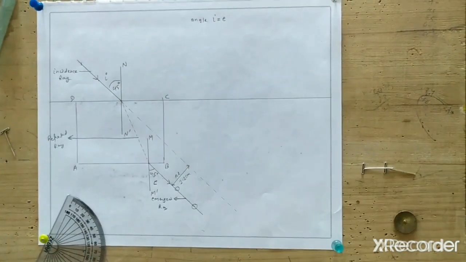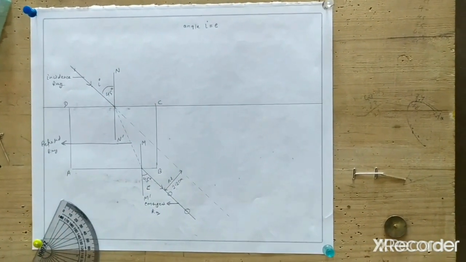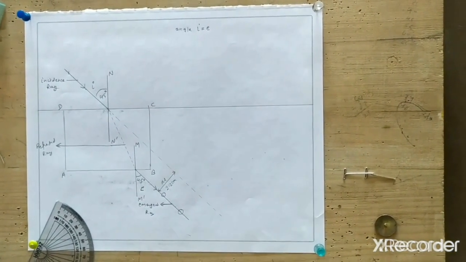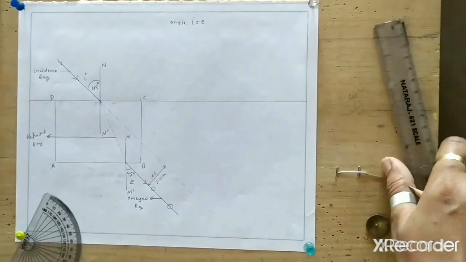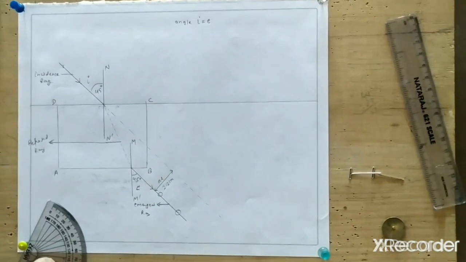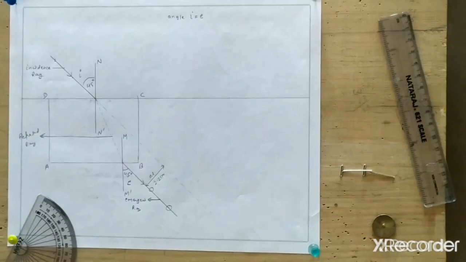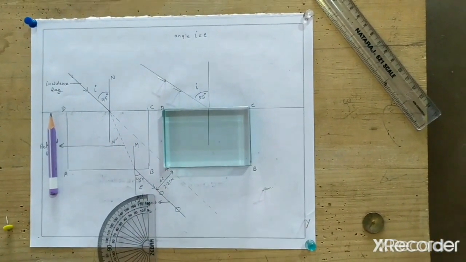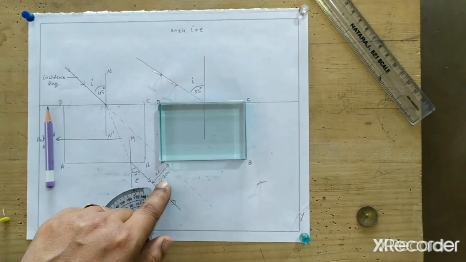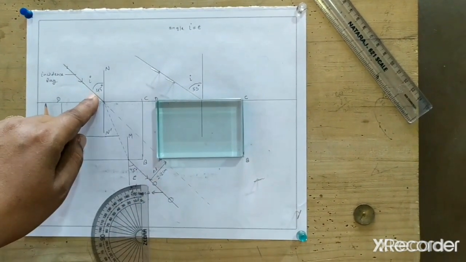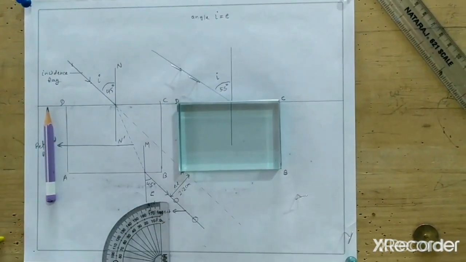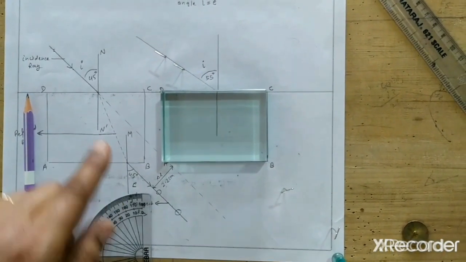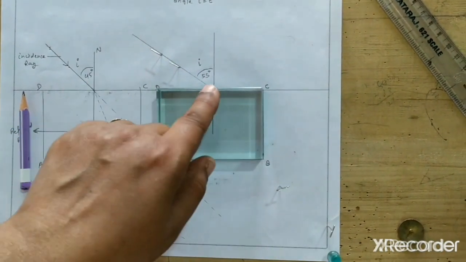Now what to do next? We have to find out if we increase the angle of incidence, then what is the effect on lateral shift. So for this we will make another reading for an angle of 55. So now we want to check what is the effect on lateral shift when we increase the angle of incidence from 45 to 55 or any other number. We just have to increase the angle of incidence. So I am increasing my angle from 45 to 55.